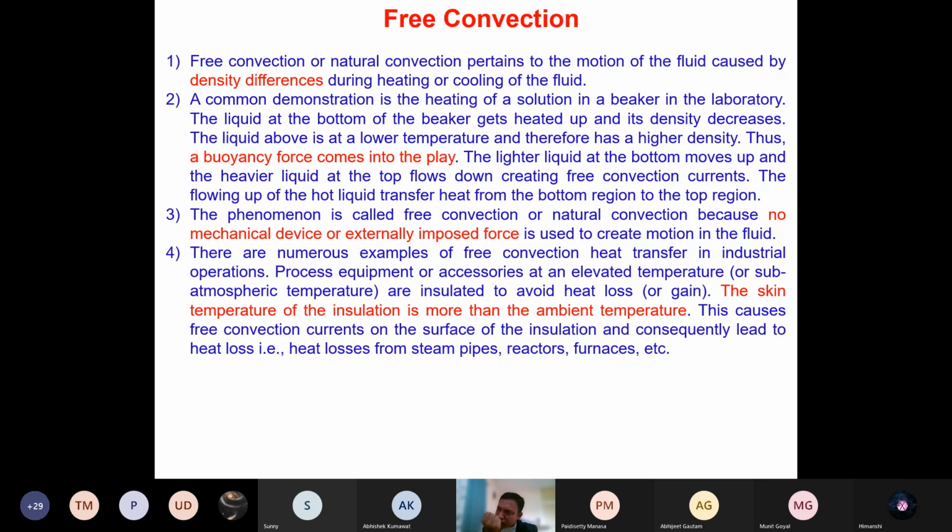So the fluid particles which are at the bottom become lighter and they try to move up because of the buoyancy force, and that creates the motion in the fluid. Here the motion in the fluid is created by the density difference, and that's why we call this type of convection free convection, because no mechanical force is involved. The phenomenon is called free convection or natural convection because no mechanical device or externally imposed force is used to create it.